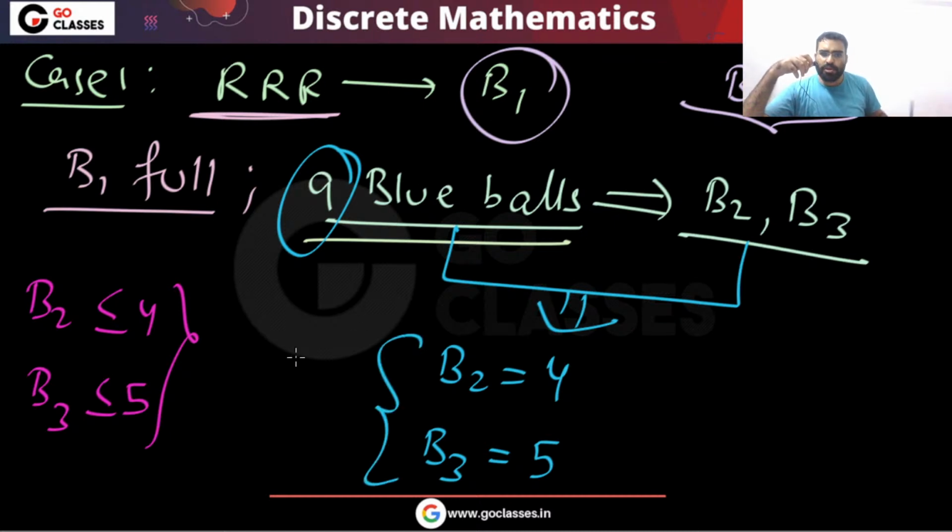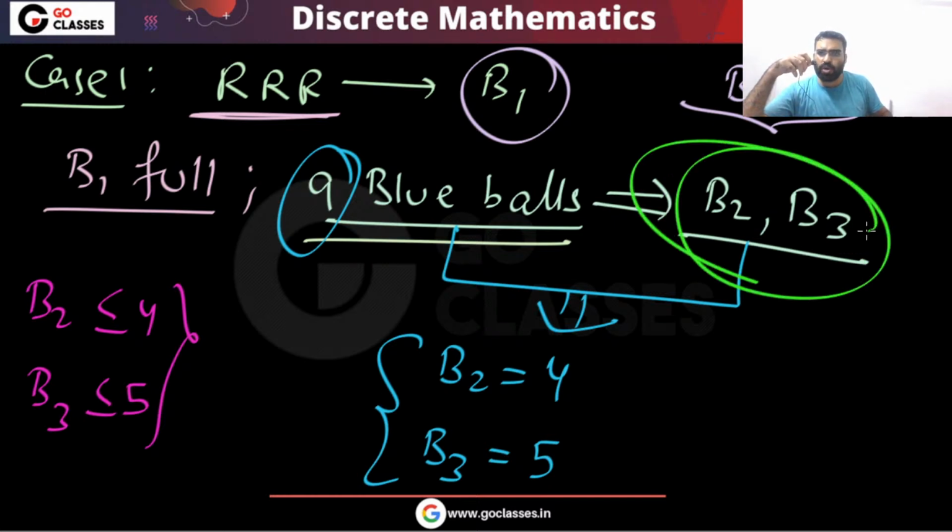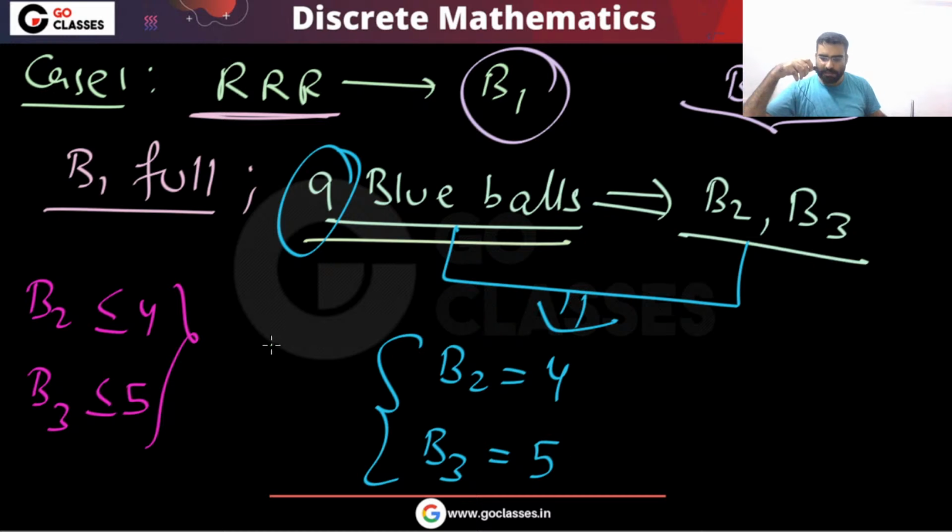You have to put 4 people here and 5 people here. You have to fill this bus completely, and this box completely. There is no other choice, because you can put at most 4 people here, at most 5 people here, but there are a total of 9 people. So we have to fill these boxes to their full capacity. So B2 must have 4 balls and B3 must have 5 balls.